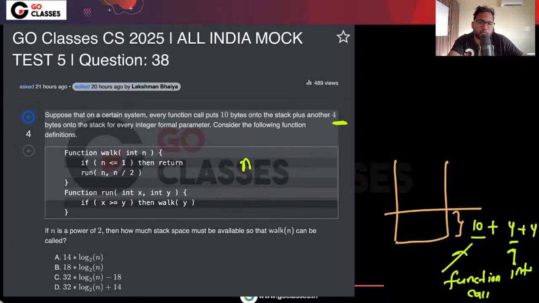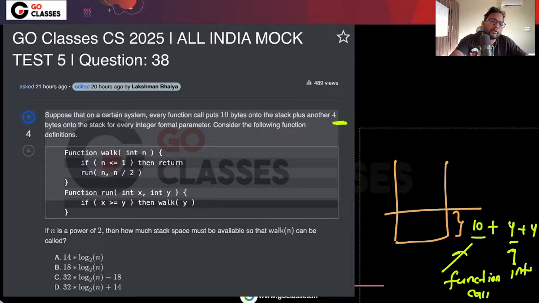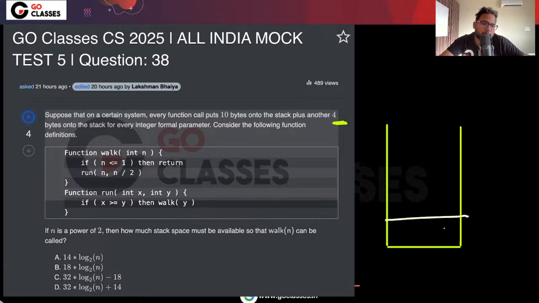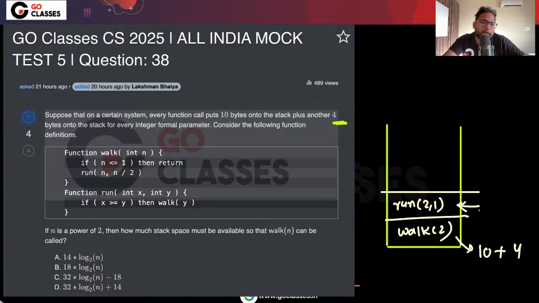So let's just take n equal to 2. If you take n equal to 2, then what will happen? You will call walk 2, right? So walk 2 will be pushed first, and walk 2 is having only one integer, right? So walk 2 will be taking 10 bytes plus only one integer, which is 4. Then it will be calling run with two integers, run 2 comma 1, right? So run 2 comma 1 will be pushed. So here again 10 plus 4 plus 4, because these are the two integers, right?